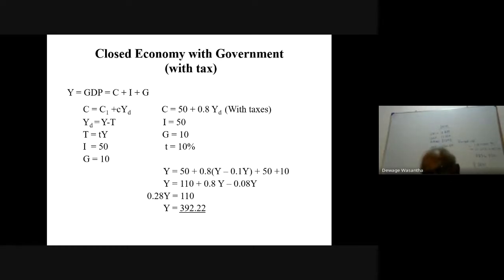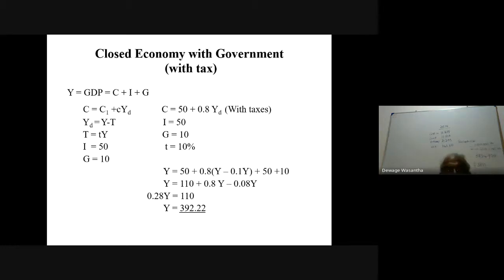392.22. Remember, in the earlier case, if there are no taxes, GDP was 550. Now with the taxes, GDP is 392. Why is that? Some of the household income goes to the government as taxes. When you tax people, people's disposable income decreases. That is the reason for the drop in Y. In the closed economy with government, GDP with taxes: the moment you introduce taxes, people's disposable income decreases. As a result, overall GDP decreases.